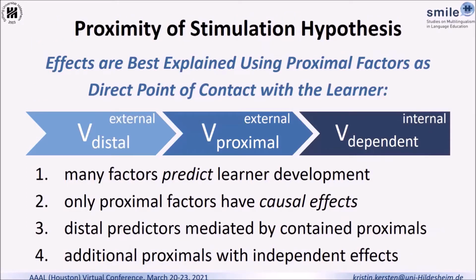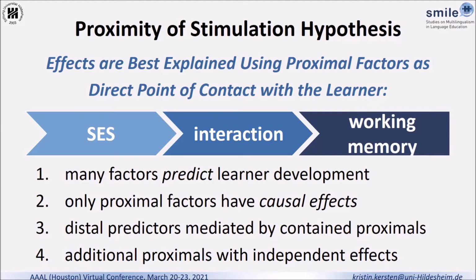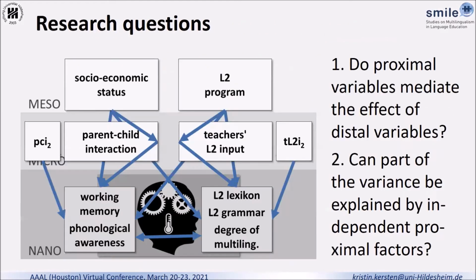The proximity of stimulation hypothesis thus claims that effects are best explained using proximal factors as direct point of contact with the learner, which means that proximal factors such as interaction statistically mediate the effect of distal ones such as SES on dependent internal ones such as working memory. And there might be additional proximals with independent effects.